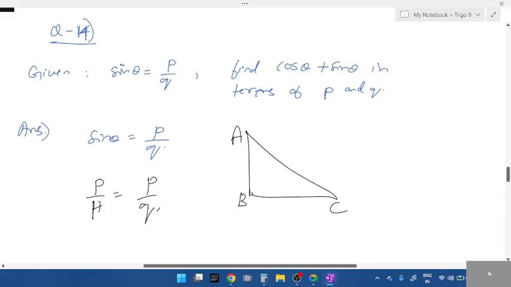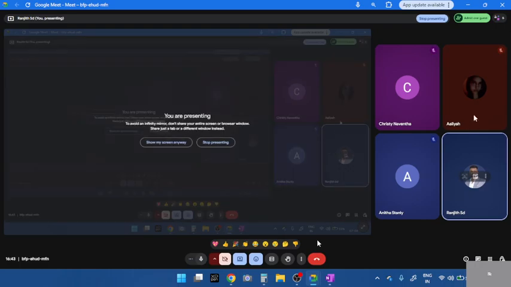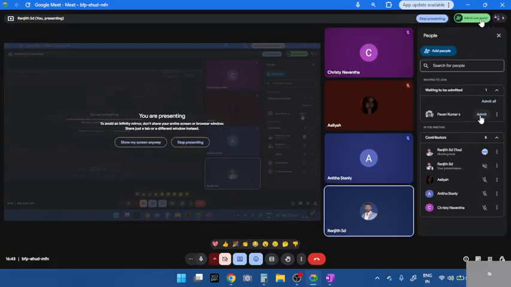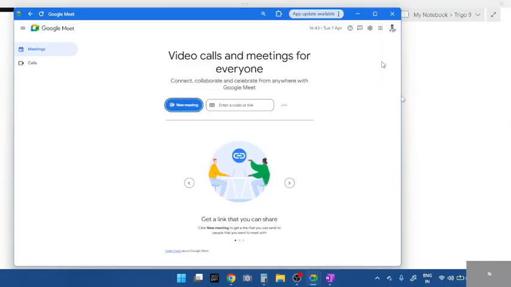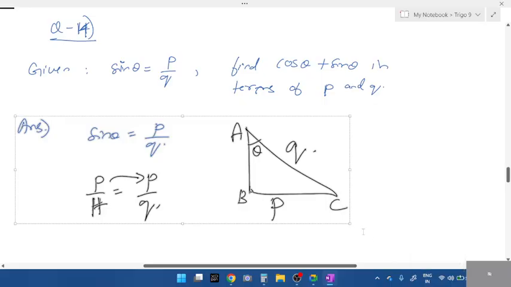Okay, now tell me the perpendicular, students. For angle A, we'll take angle A as theta. What is the perpendicular value they've given? P. What is the hypotenuse? AC is Q. If you apply Pythagoras theorem, what do we get? Who had joined? Okay, if you apply Pythagoras theorem, what do we get? All of you respond, students.